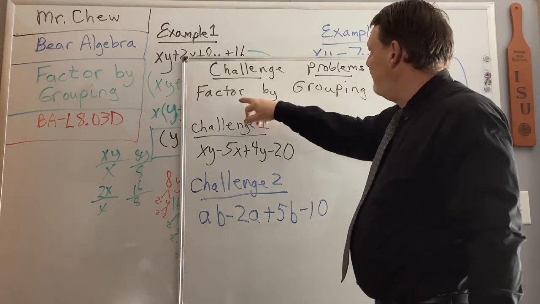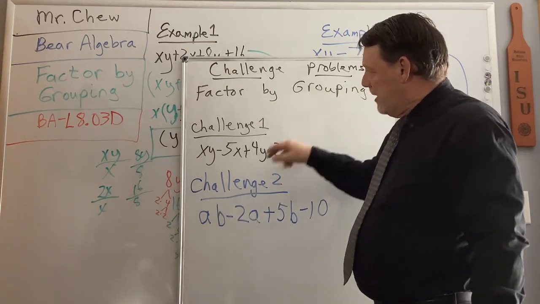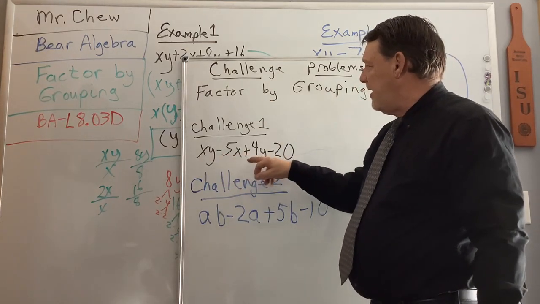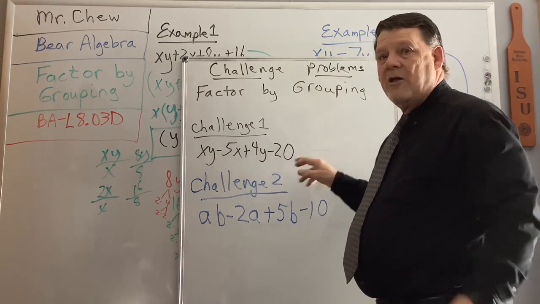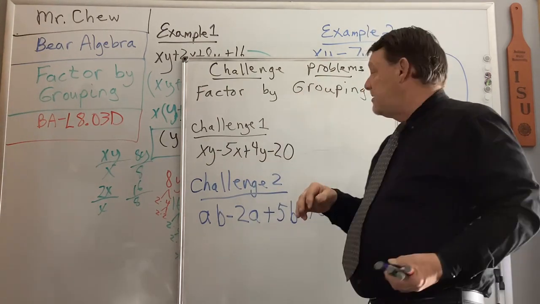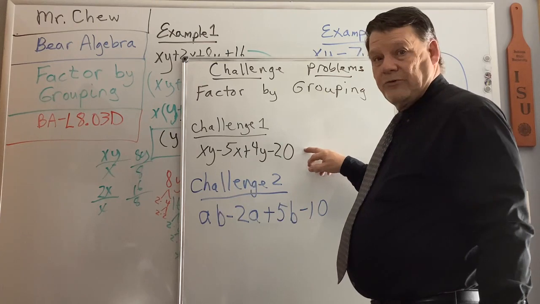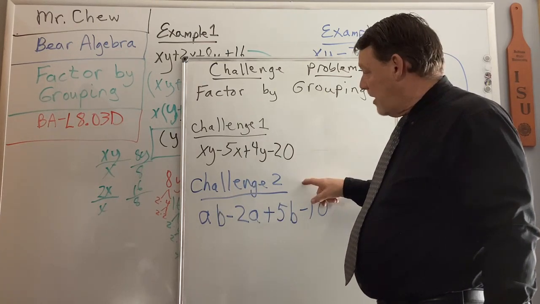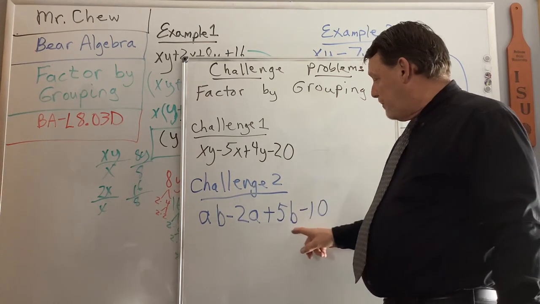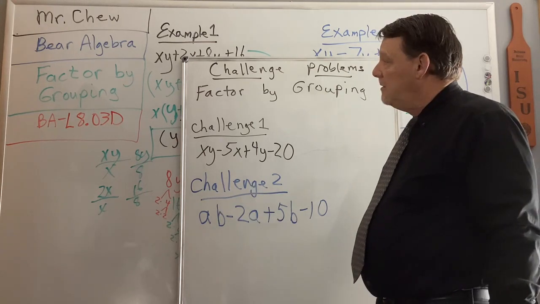Challenge problems. Factor by grouping. Challenge 1: xy minus 5x plus 4y minus 20. You're breaking it into the 2 parentheses as factors. It's called factor by grouping. Challenge 2: ab minus 2a plus 5b minus 10.